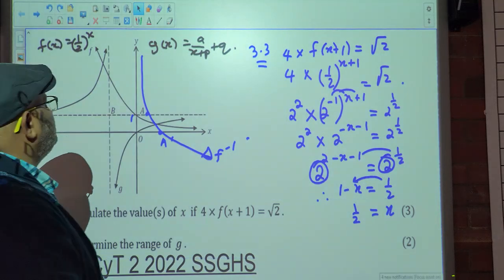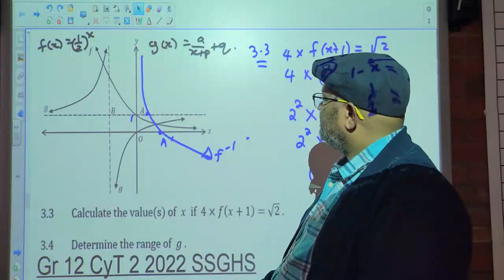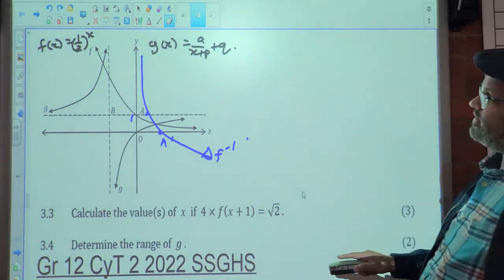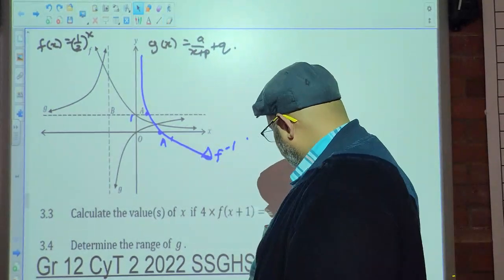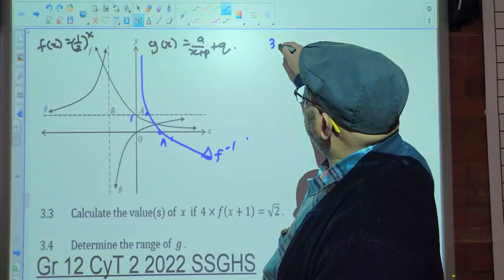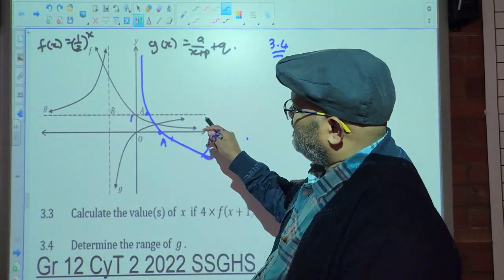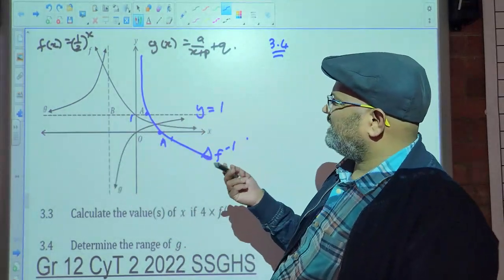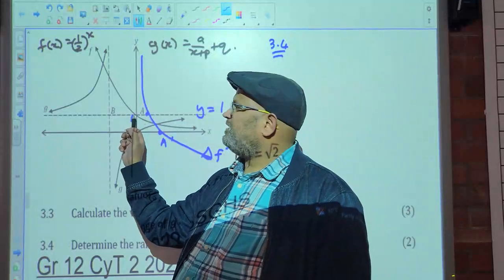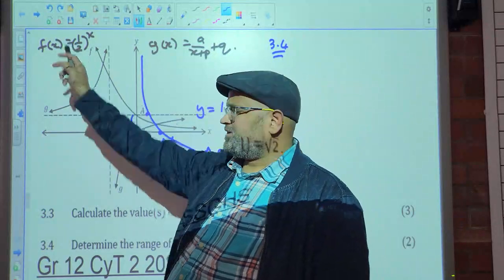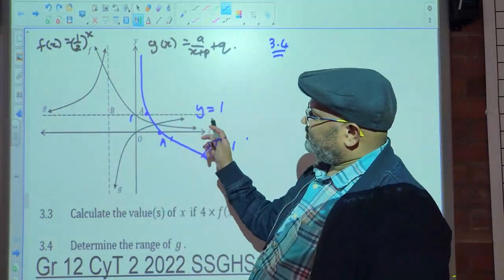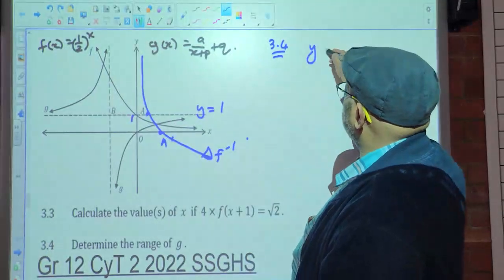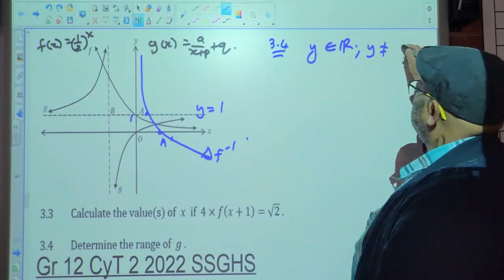People, determine the range of g. What type of graph is g? Your hyperbolic graph. What is range? Range is all possible y values. But we know what's the equation of this line here? y is equal to 1. How do I know that? That is your y-intercept of it. So what can we say? The range is going to negative infinity, positive infinity. That's your hyperbolic graph. So we say y is an element of R and y is not equal to 1.